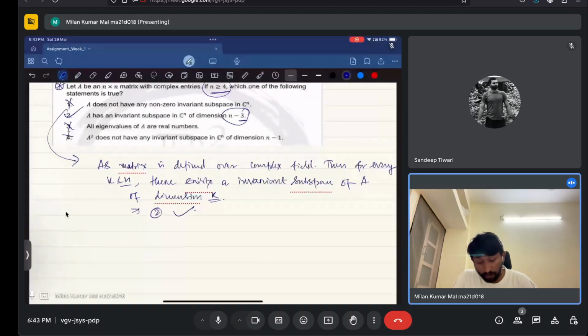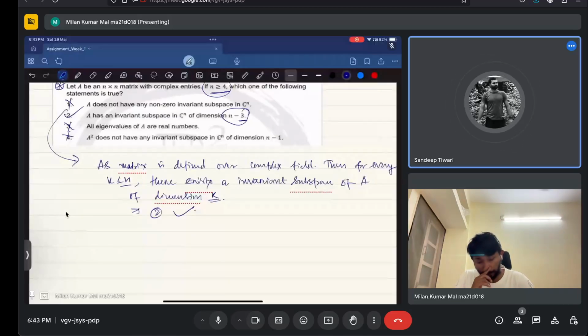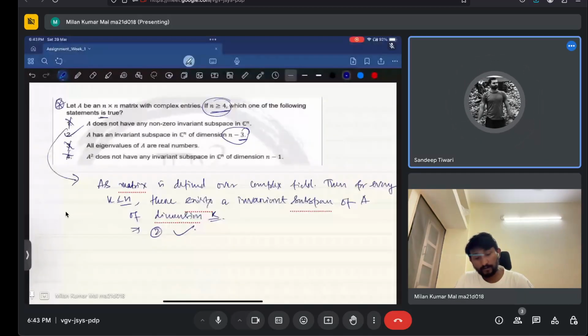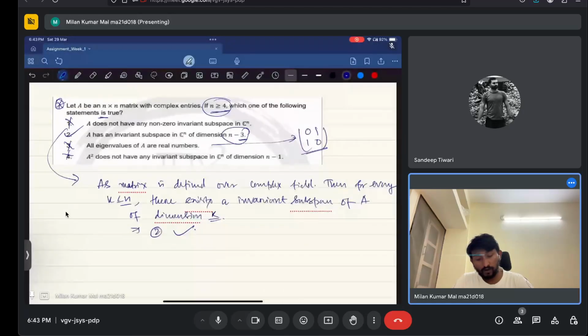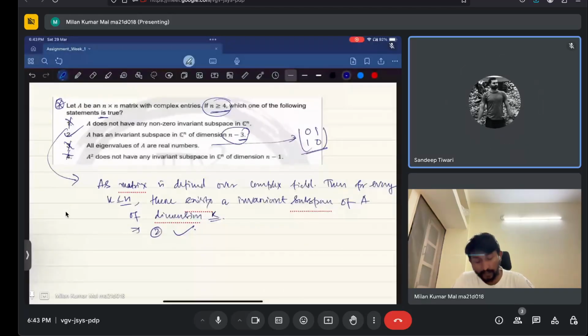All eigenvalues are real numbers. That's obviously not true. Any skew Hermitian matrix will work for this. This one will work also. There is i and minus i as the eigenvalues. A square does not have any invariant subspace in C^n of dimension n minus 1. Not correct.